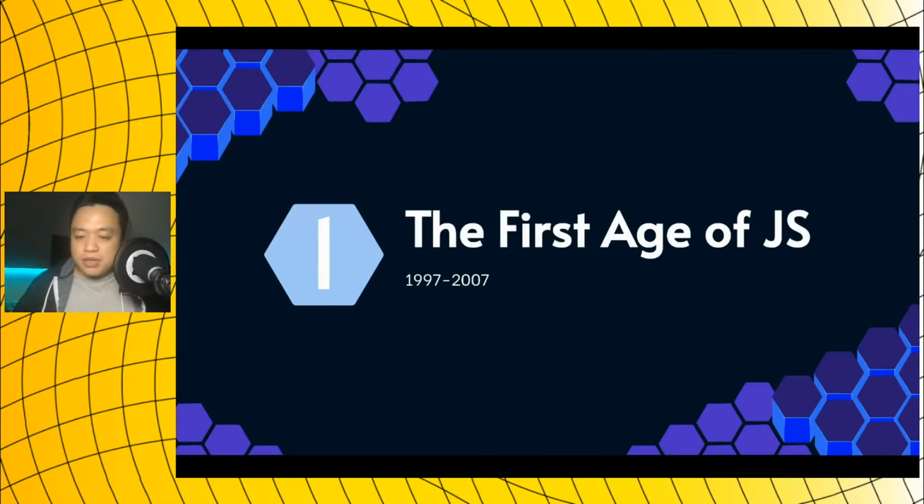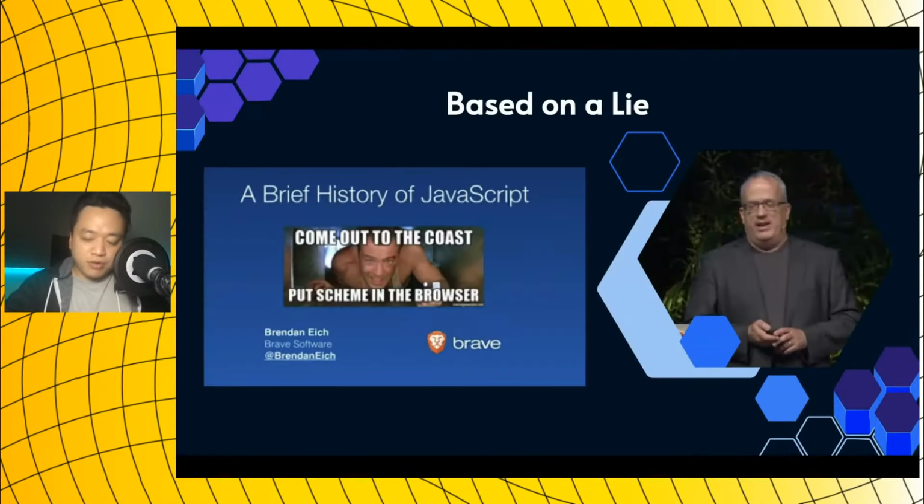So we'll talk a little bit about the first age of JavaScript. This is something that probably, if you've been doing JavaScript a while, you know this story well. So I won't spend too much time on it, but it's worth thinking about how it began. I think obviously the best source of it is the guy who started it all, Brendan Eich, and I highly recommend his talk at .js called A Brief History of JavaScript.